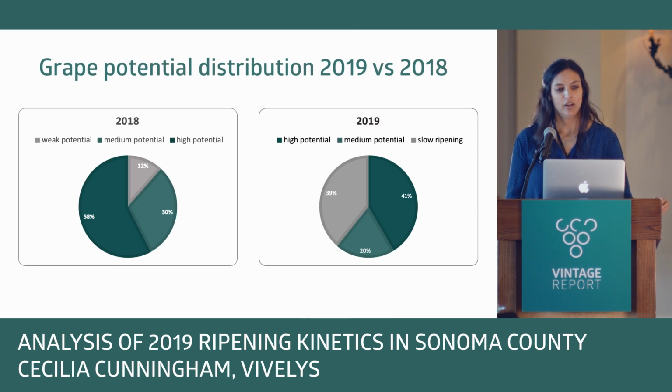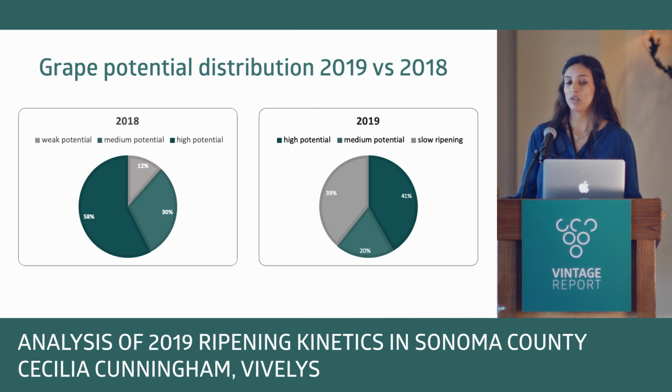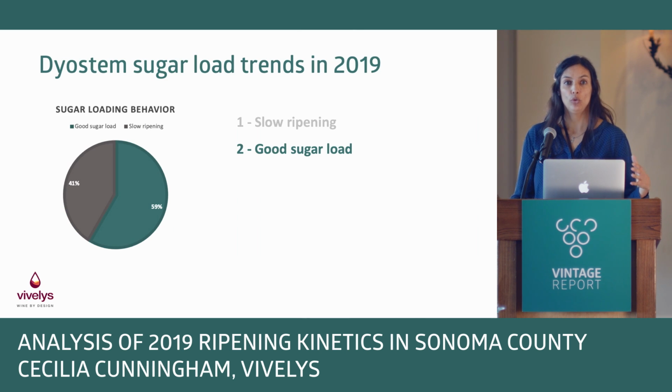So this is not normal. When we compare 2018 to 2019, we see that the distribution in 2018 was way lower in terms of these struggling blocks. It was only 12%. And this year, we were almost at 40% of the blocks that were really struggling and didn't make it. So we had two very clear types of behavior in terms of sugar synthesis. This was what we call slow ripening, and then good load that can lead to medium or high potentials.